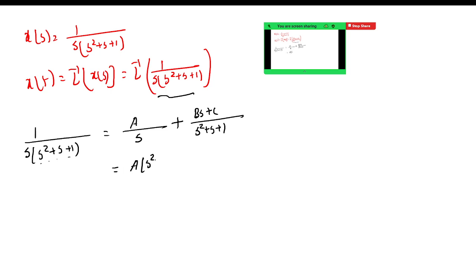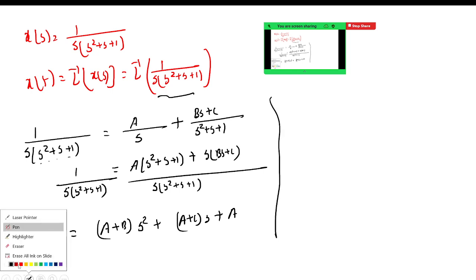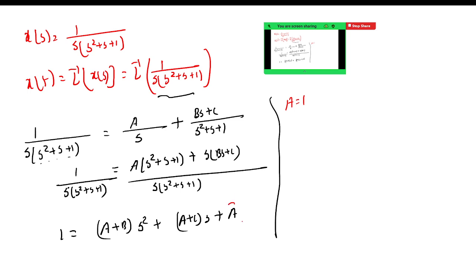So I will multiply A into s square plus s plus 1 plus s into Bs plus C, divided by s into s square plus s plus 1, which equals 1 upon s into s square plus s plus 1. From here we get (A plus B) into s square plus (A plus C) into s plus A. Now we equate the constant term and the coefficients of s square and s on both sides. So A will be equal to 1, because the constant on the left side is 1.